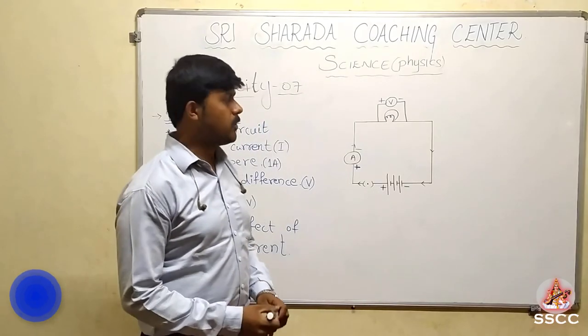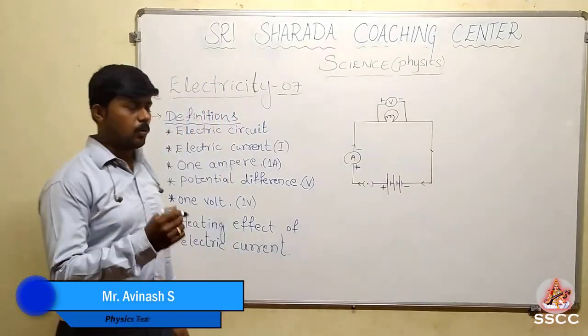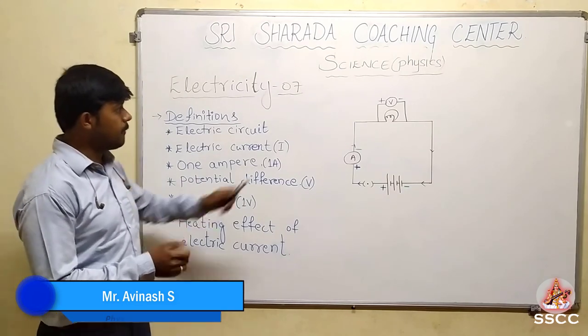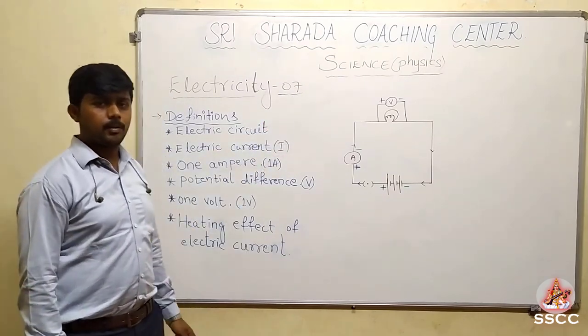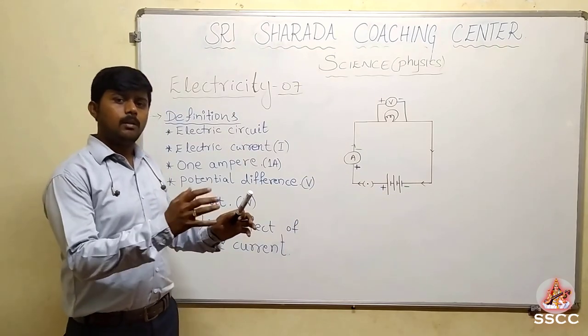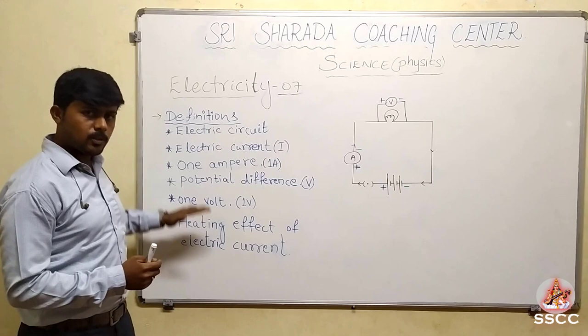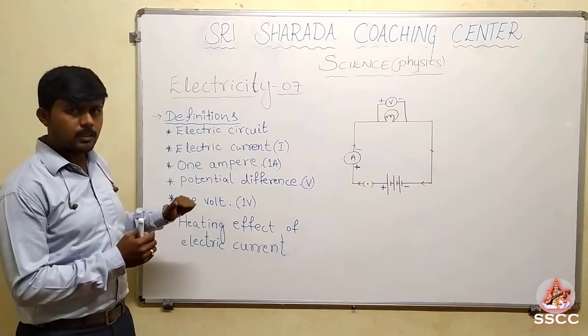We discuss the first chapter of our physics concept, electricity. As we discussed, we can expect 7 marks in the electricity chapter. How can those 7 marks be divided? Here you can observe a few definitions we have. Now we'll discuss them one by one.